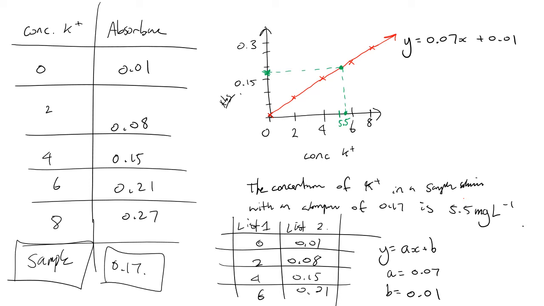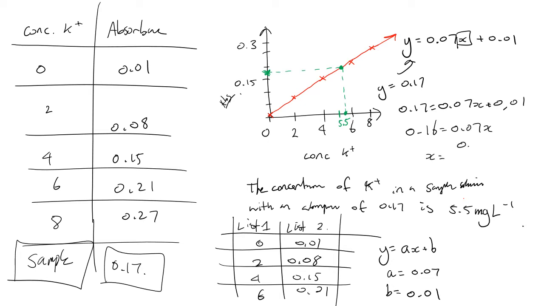Now what you can do is substitute Y equals 0.17 into the function and solve for X to find the concentration of the potassium ion in your sample solution. So let's do that. So that's 0.17 equals 0.07x plus 0.01. That is equal to 0.16 equals 0.07x. So x is 0.16 over 0.07, and that is equal to approximately 2.28.